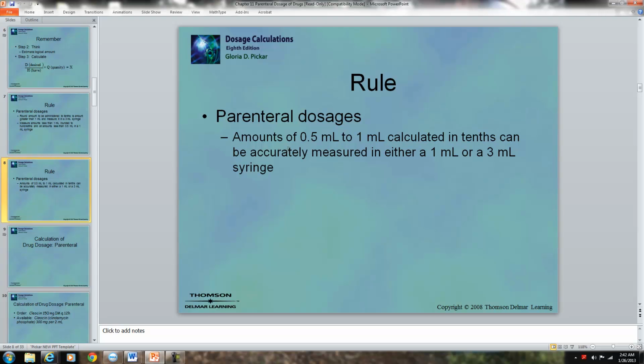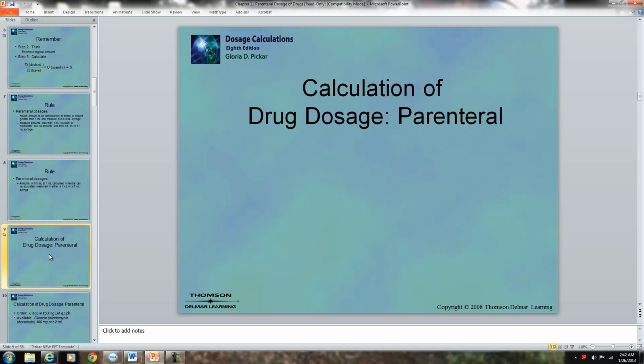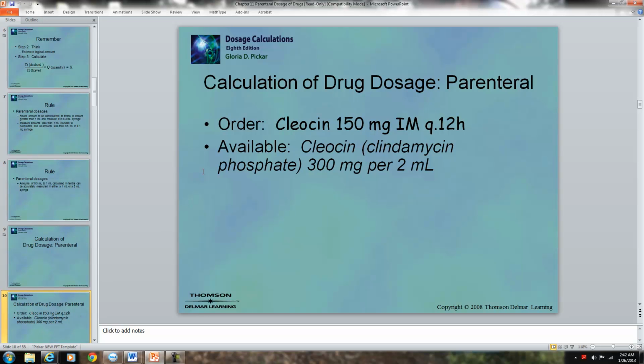Parenteral dosages, the amounts of 5/10 milliliters to 1 milliliter, calculated in tenths, can be accurately measured in either a 1 milliliter or a 3 milliliter syringe. So if it's less than 5/10, it has to go in a 1 milliliter. But if it's between 5/10 and 1 milliliter, it could be either. Now we're going to look at how we can calculate the dosage.